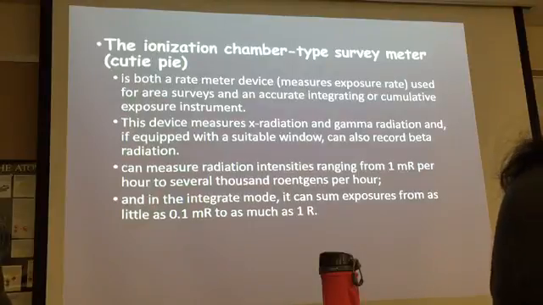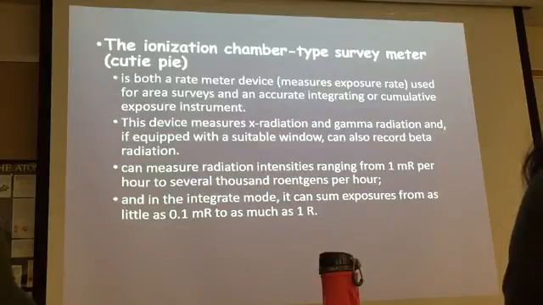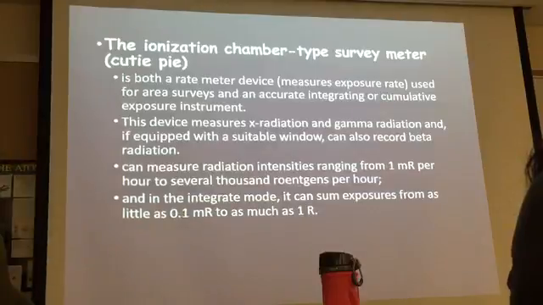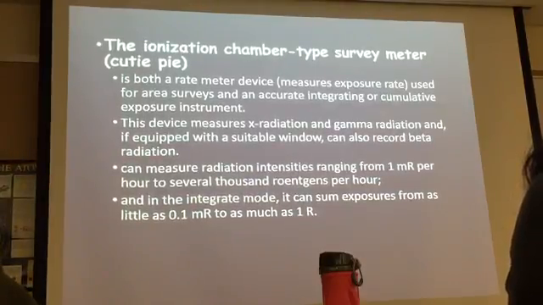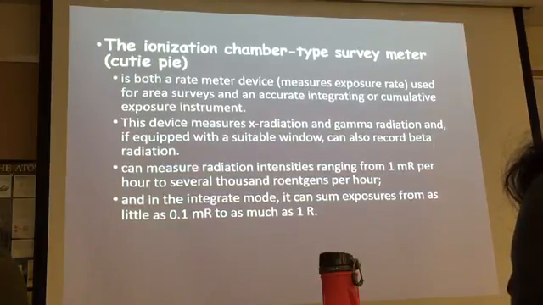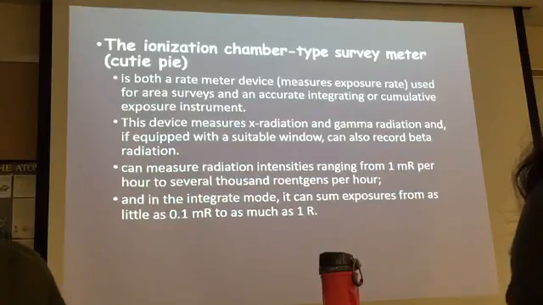Now, it's both a rate meter device that measures exposure rate, used for area surveys, and an accurate integrating device for cumulative exposure. So in nuclear medicine, you're going to use a device just like I showed you. This device measures X radiation and gamma radiation, and if equipped with a suitable window, it can also record beta radiation. So far so good? And what do I mean by a suitable window?